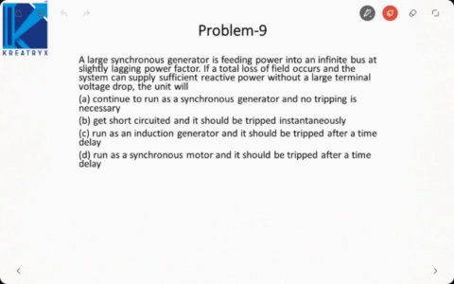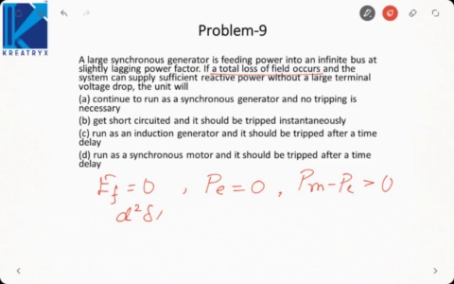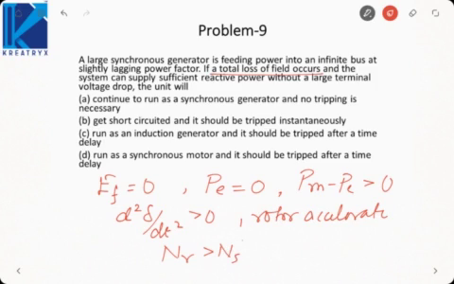In the last problem, it is asking: a large synchronous generator is feeding power to an infinite bus at slightly lagging power factor. If a total loss of field occurs, that is EF becomes 0, the system can supply sufficient reactive power without a large terminal drop. Now if EF becomes 0, P becomes 0, due to which Pm minus P becomes greater than 0, and d square delta by dt square will become greater than 0. So the rotor will accelerate, due to which Nr will become greater than Ns.